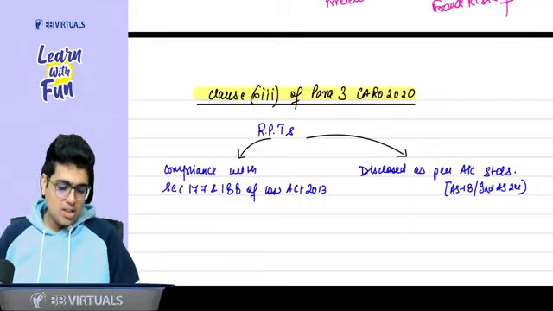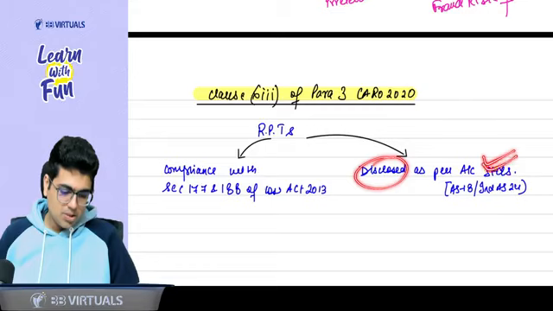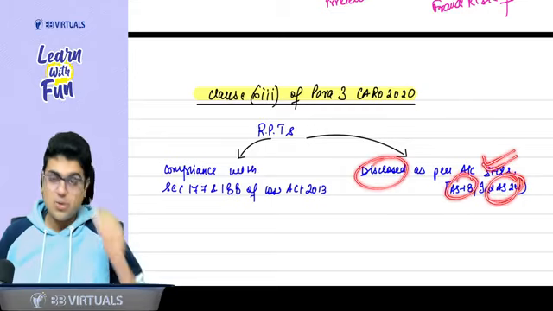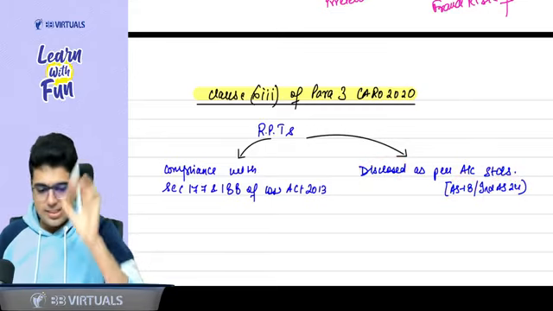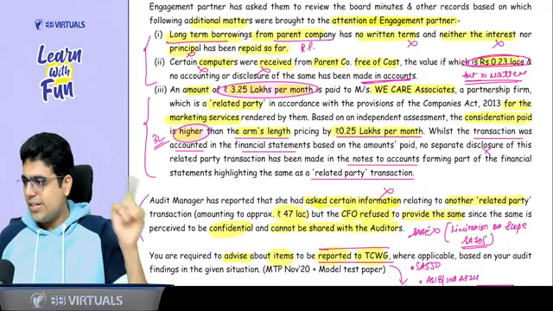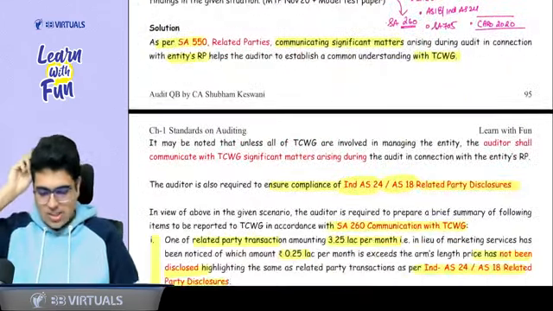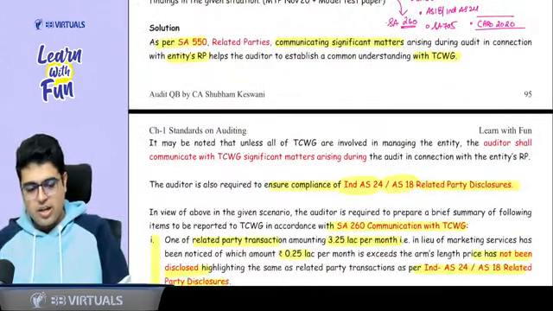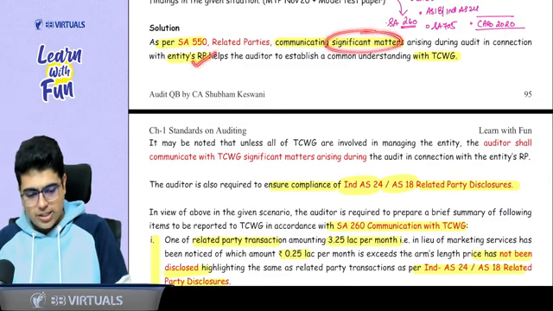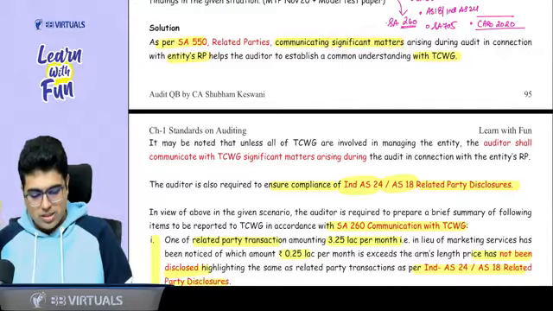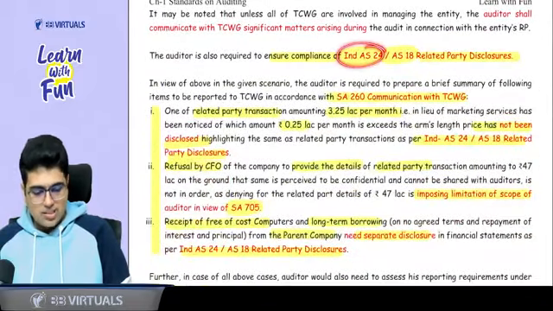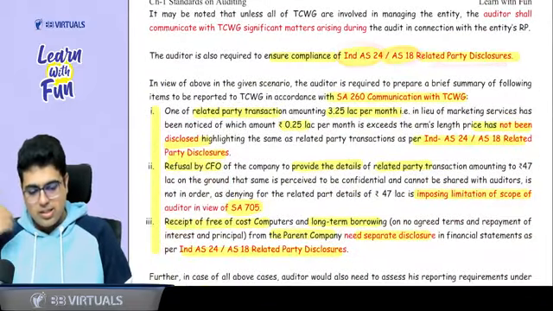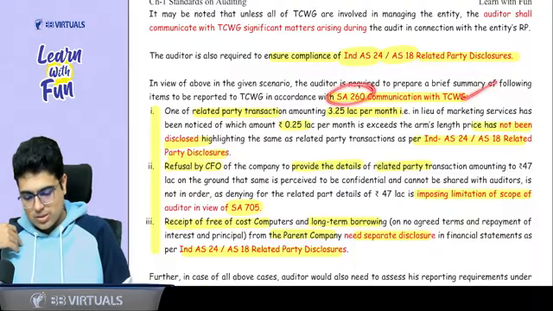And as per the accounts, it should be properly disclosed as per the accounting standard AS 18 and Ind AS 24. You got the point or not? Yes, sir. So this is what also needs to be written in your answer. Now see how they start the answer. So first of all, SA 550, whatever significant matters are related to related party, communicate with TCWG. Then write compliance with Ind AS 24 AS 18, the accounting standard. Communicate to TCWG as per SA 260.